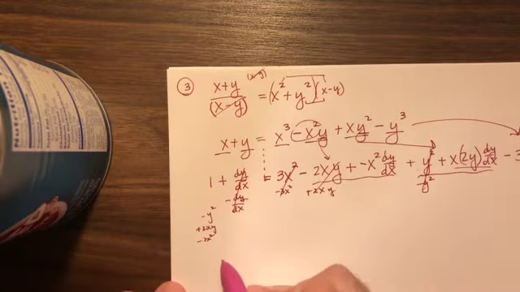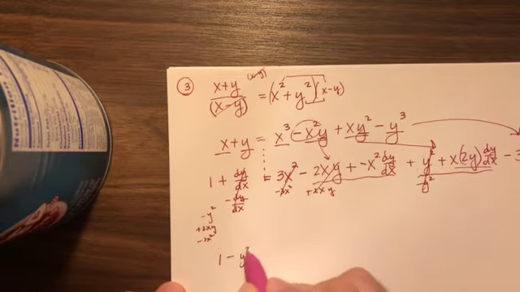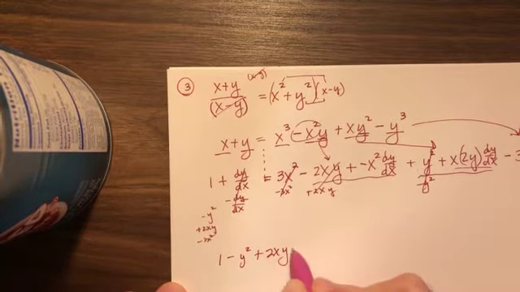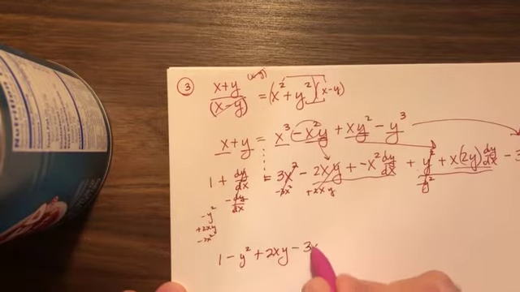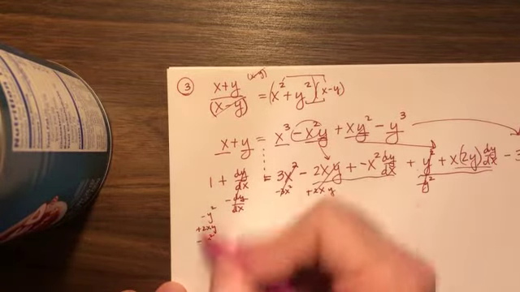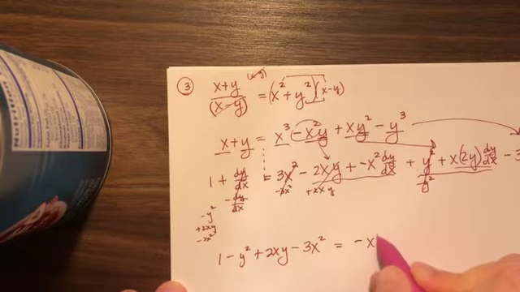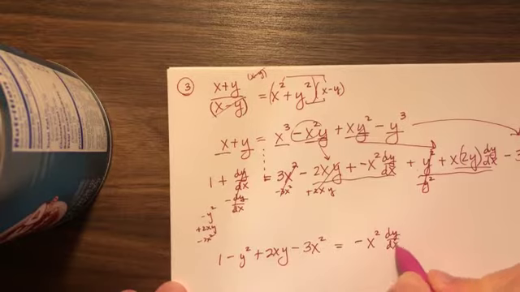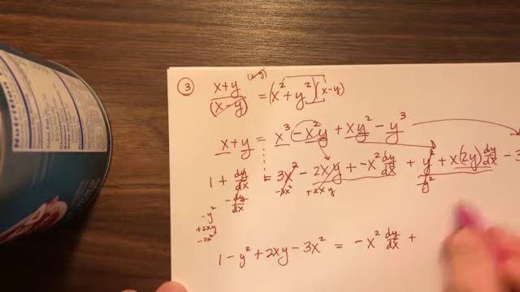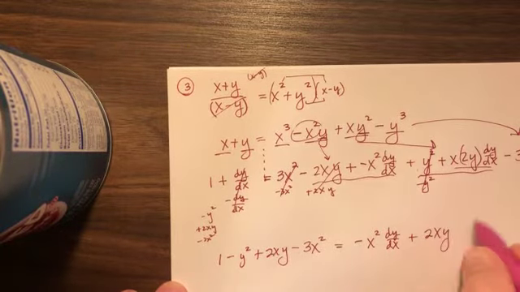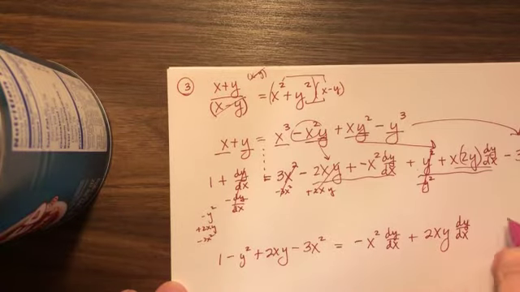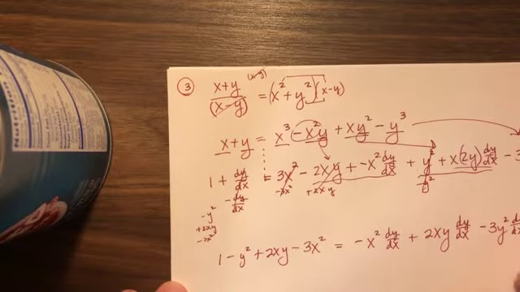Okay, so all of this ends up giving me 1 minus y squared plus 2xy minus, was it 3x squared? Sorry, I can't read my own writing. That's all that stuff on the left. That's gone, that's gone. And then we're left with negative x squared dy/dx. Plus, I'm going to rearrange this, 2xy dy/dx. I just like the way that looks better. Minus 3y squared dy/dx. Minus dy/dx.